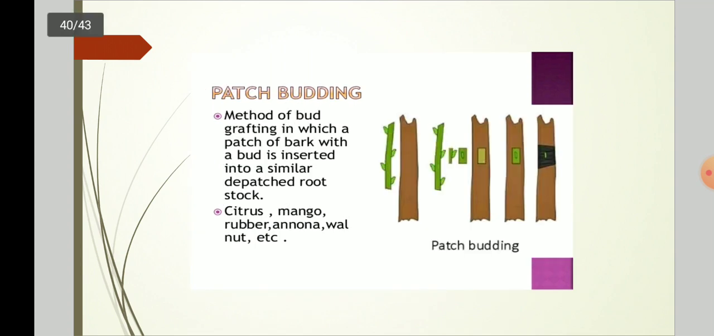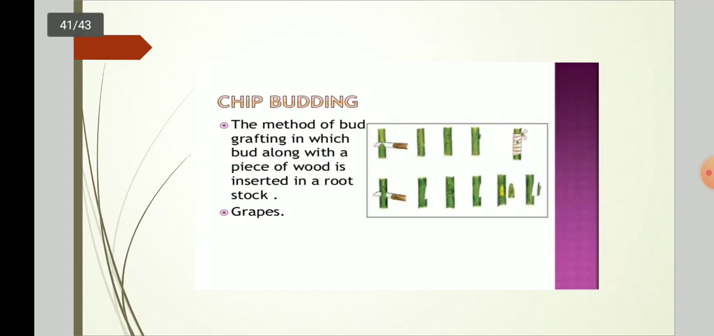Patch budding is a method of bud grafting in which a patch of bark with a bud is inserted into a similar detached patch of rootstock. The plants in which patch budding is done are citrus, mango, rubber, annona, walnut, etc. Chip budding is the method of grafting in which a bud along with a piece of wood is inserted into the rootstock. Generally, chip budding is done in grapes.